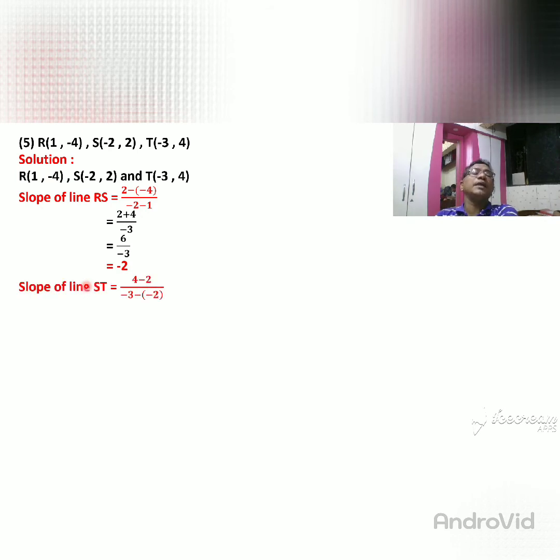Then the slope of line ST. So the slope of line ST is equal to y2, y2 is equal to 4, y1 is equal to 2. 4 minus 2. Then x2 is minus 3, so I write here x2 minus 3. Minus x1, which is equal to minus 2, so here I write minus 2. 4 minus 2, what remains? 2. The negative sign outside the bracket: minus 2 becomes plus 2.